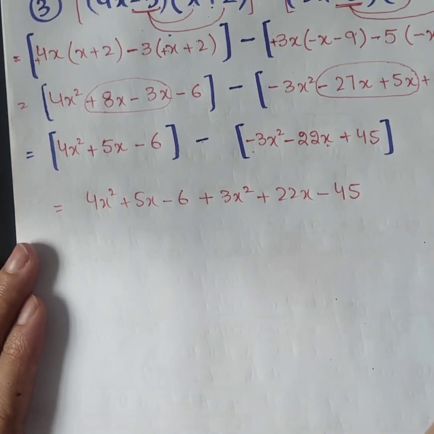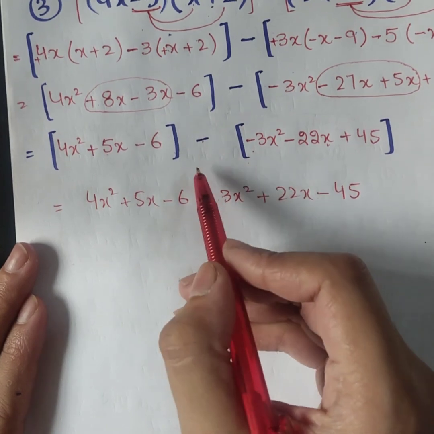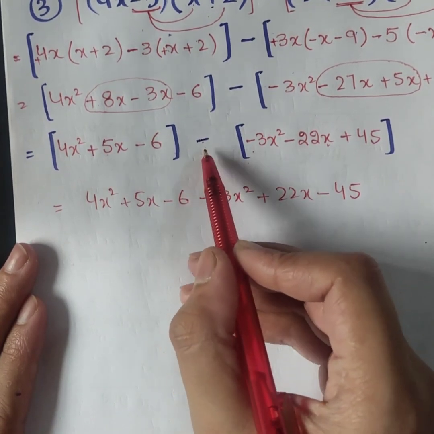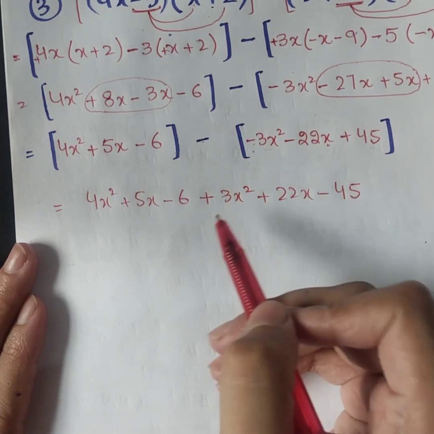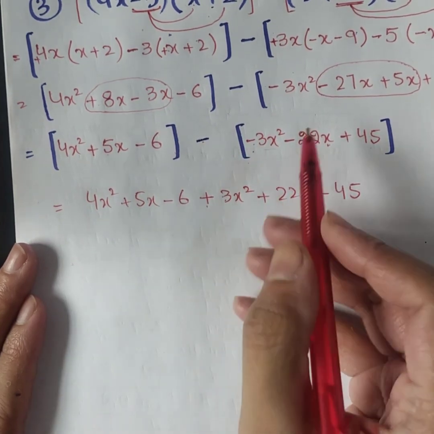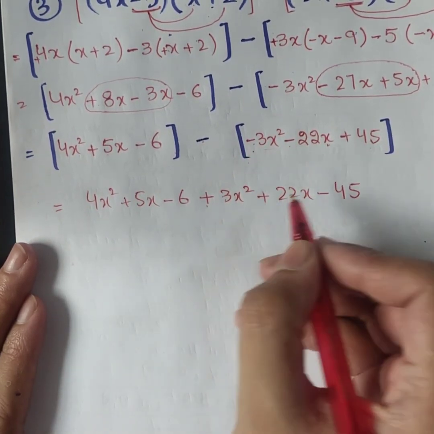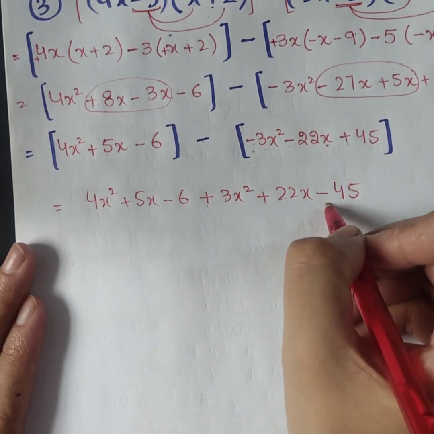Okay, I am repeating this step. When you open up a bracket and there is a minus sign outside the bracket, you have to change the sign of the inner values. This is minus, we change it into positive. This is the minus sign, we change it into the plus sign. This is the plus sign, we change it into the minus sign.